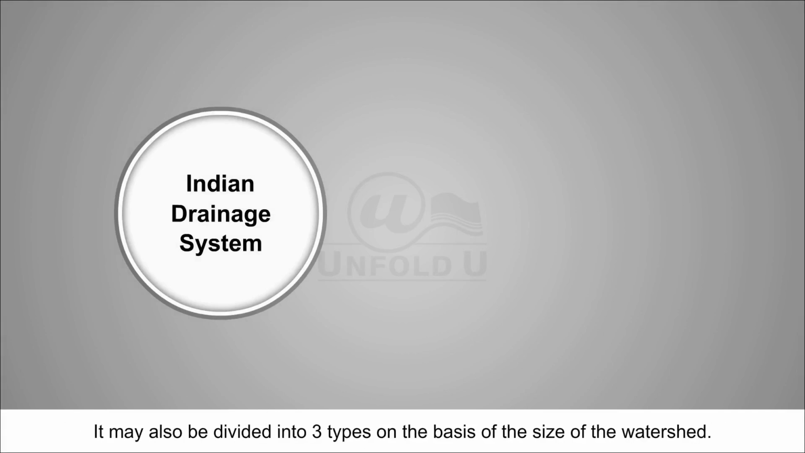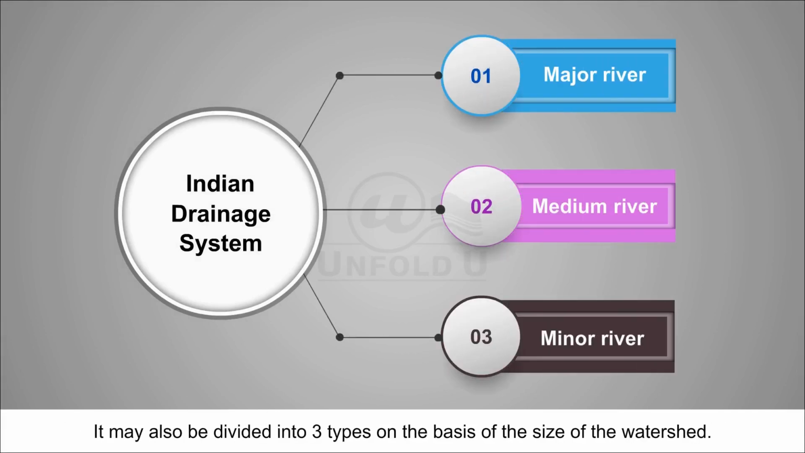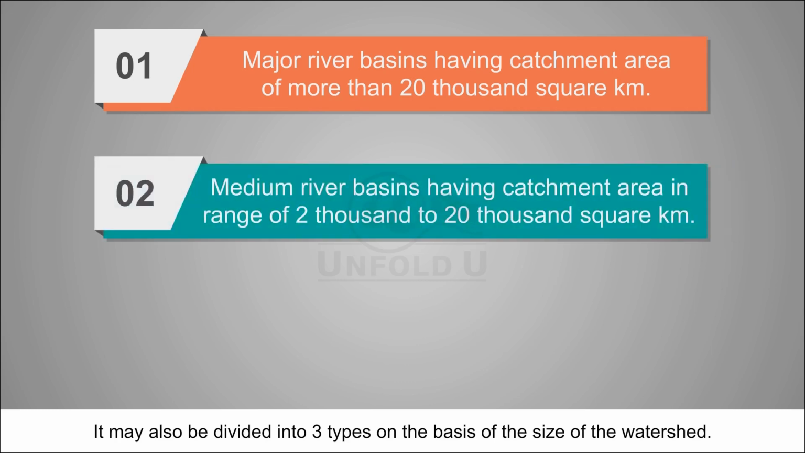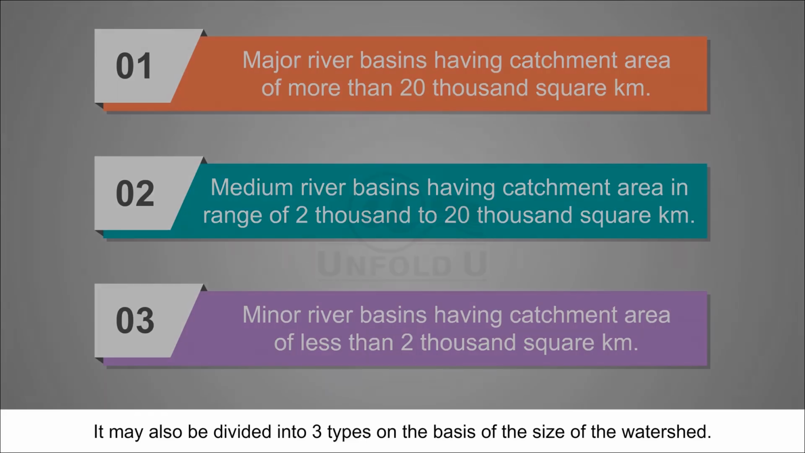It may also be divided into three types on the basis of the size of the watershed. 1. Major river basins having catchment area of more than 20,000 square kilometer. 2. Medium river basins having catchment area in range of 2,000 to 20,000 square kilometer. 3. Minor river basins having catchment area of less than 2,000 square kilometer.